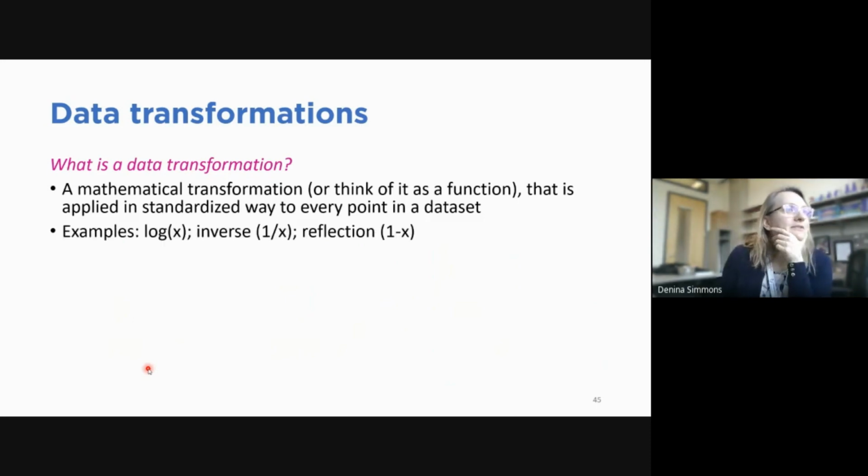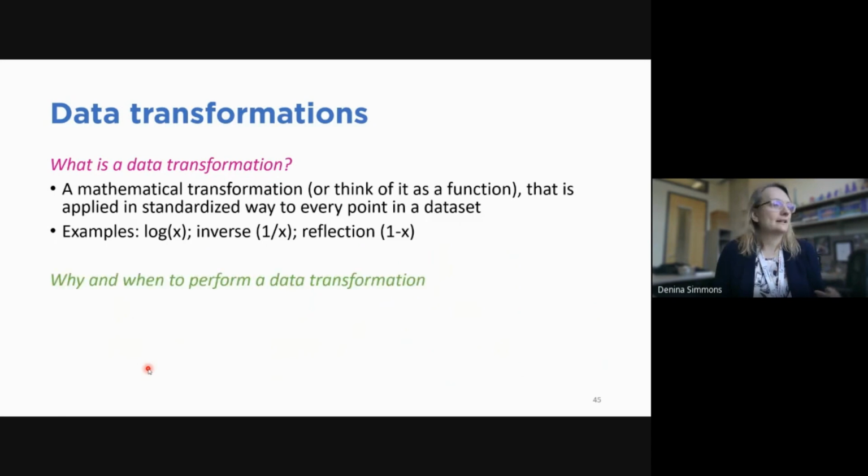So you can think of it as a function. The most common ways to transform your data are the log x function, the inverse function, which is 1 over x, or a reflection, which is 1 minus x. You can see how even combinations of these might take you from a beta or chi-square style distribution to something shaped more like a normal Gaussian or t-test distribution.